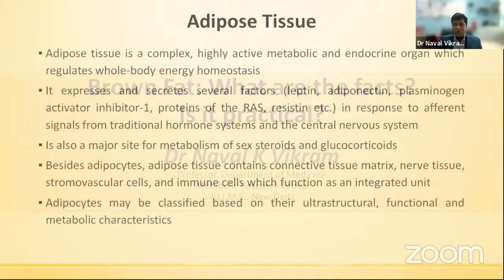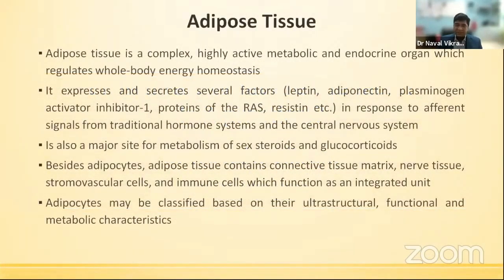So adipose tissue, we all know it's not just cosmetic. It doesn't have only a cosmetic purpose, but it's a highly complex and metabolically highly active tissue, and works as an endocrine organ, which regulates whole body homeostasis and secretes several factors, several adipokines, which have been identified. And also it is a site for metabolism of sex steroids and glucocorticoids.